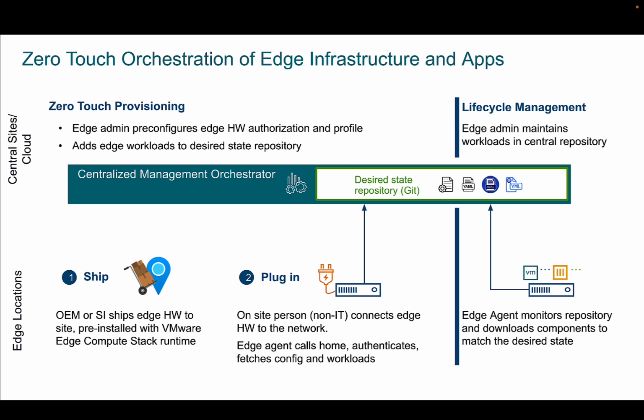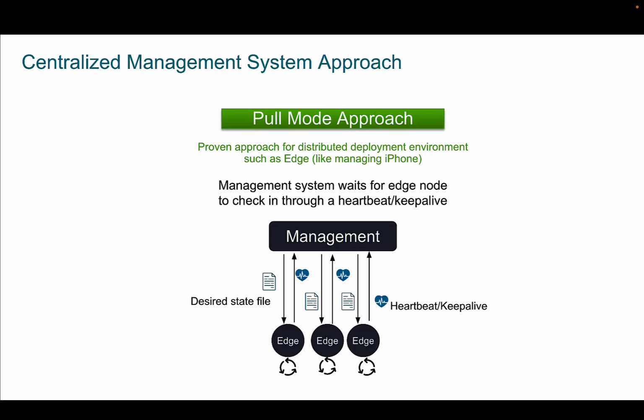VMware Edge Cloud Orchestrator supports zero-touch provisioning by following the simple steps shown here. The edge host is shipped with the image preloaded on the hardware. An on-site person at the substation connects the hardware to the network, and the edge agent reaches out to VMware Edge Cloud Orchestrator to authenticate itself and pull the desired application configuration. The centralized management system has been envisioned to work with a pull-based architecture, where the edge devices pull the required configuration, thus allowing the edge devices to be in control.